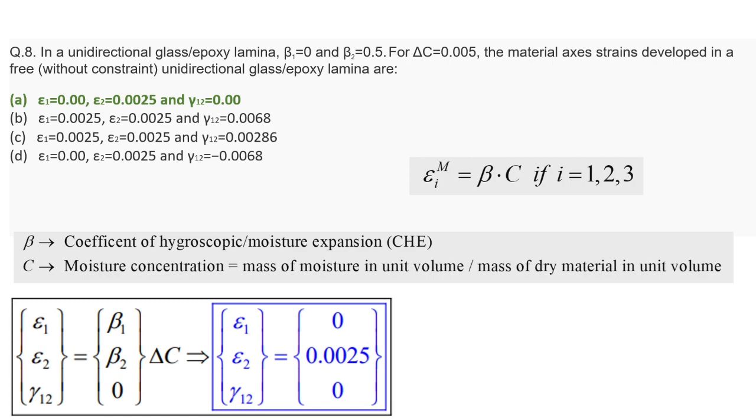So the strain value is equal to the product of beta and C, where beta is the coefficient of hygroscopic or moisture expansion and C is the moisture concentration. This is equal to the mass of moisture in unit volume per mass of dry material in unit volume. So from that statement, we have to find the value of epsilon in the material axis, that is in direction 1 and 2.